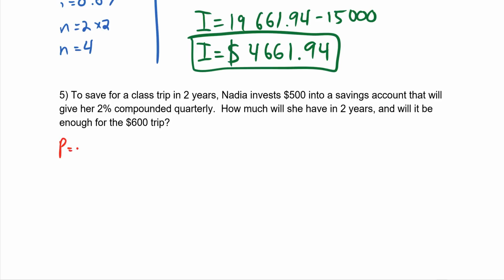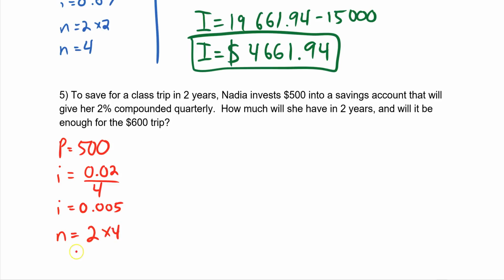So the principal amount, she has $500 to invest. The interest rate I, so it's 2%. So she's not getting a very good interest rate here. And it's compounded quarterly, which is 4 times per year, divided by 4. So we get 0.005. Now, for the number of times she earns interest, it's for 2 years that she's investing, but it's 4 times per year. So a total of 8 times that she'll earn interest.